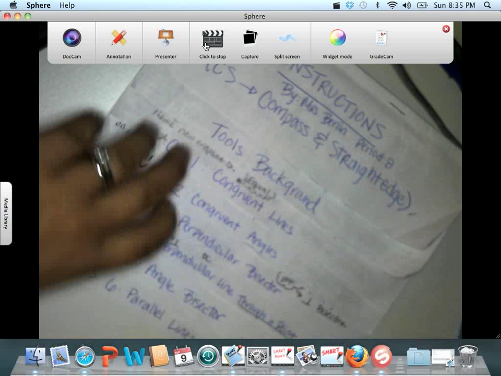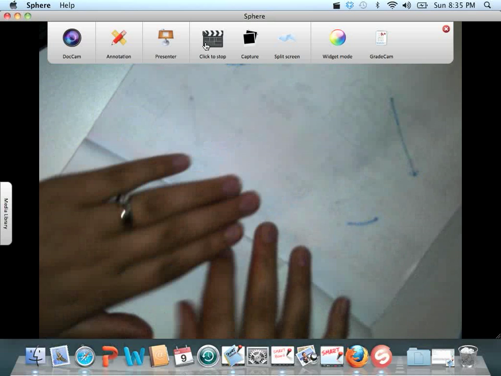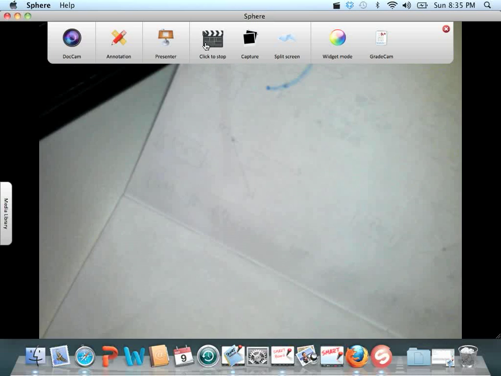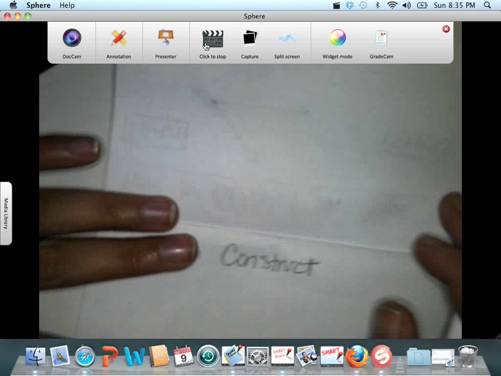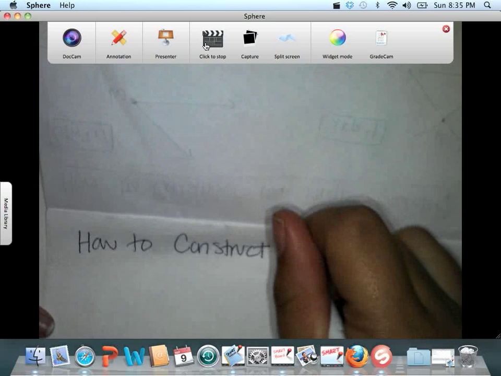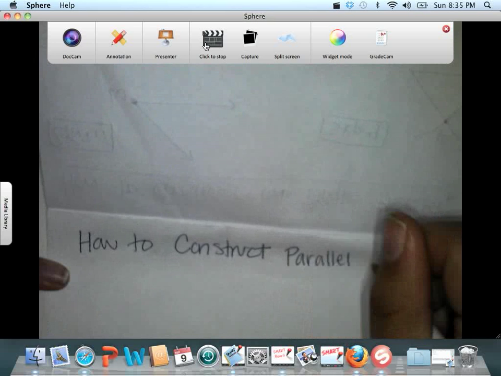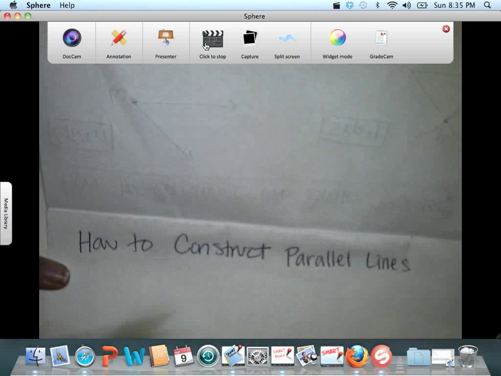Okay, so let's open up our books to our last page, okay? We have lots and lots of space for this one. I'm going to zoom in. There we go, okay. Alright, so today I'm going to show you how to construct parallel lines.